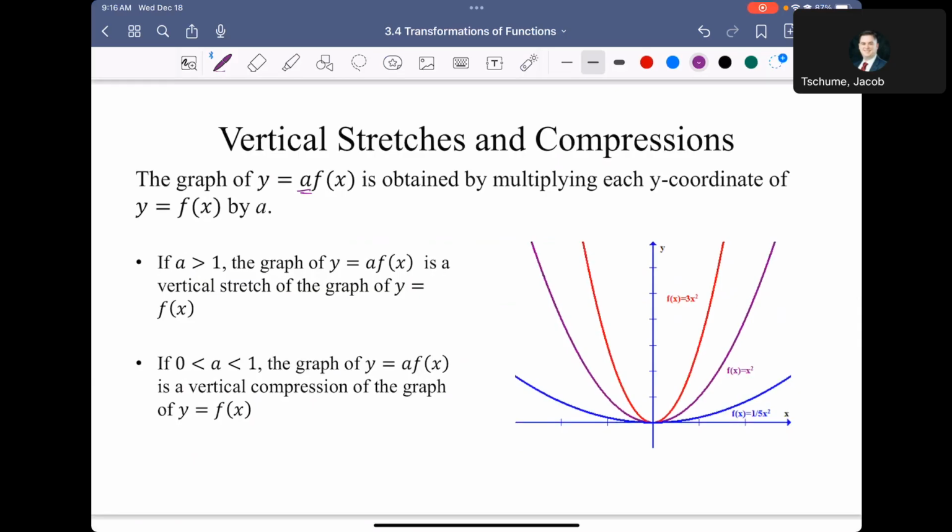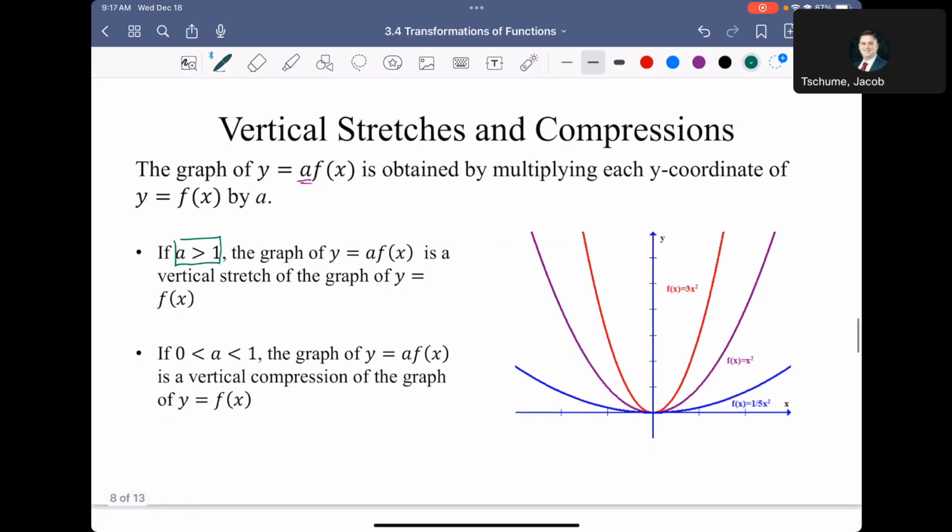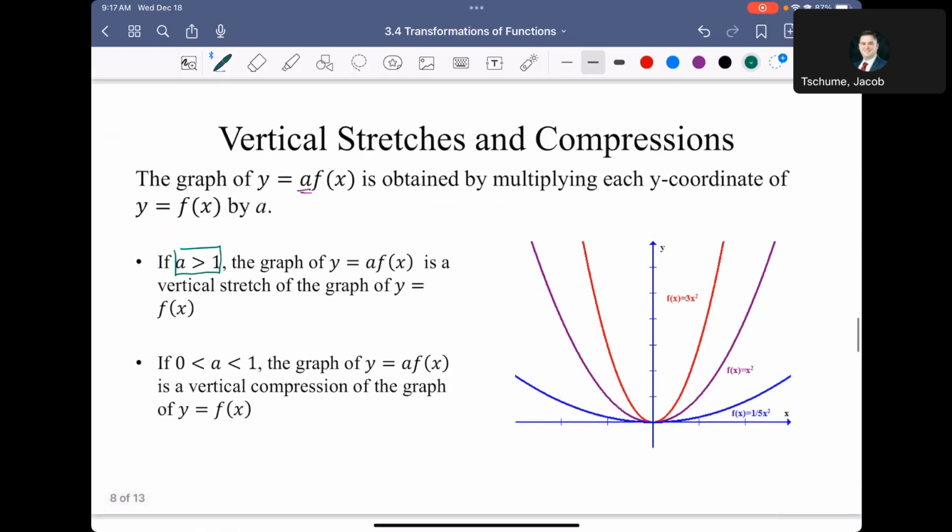And so here's the two rules you have to learn with this. If the value of a is any number bigger than 1, like a 2 or a 3 or whatever, what you are doing is you are going to perform what's called a vertical stretch. And I'll show you what that is in the picture over here on the right in just a second. So we will vertically stretch the graph.